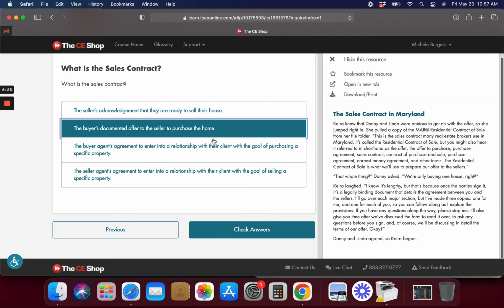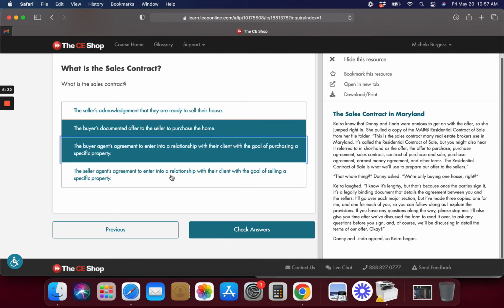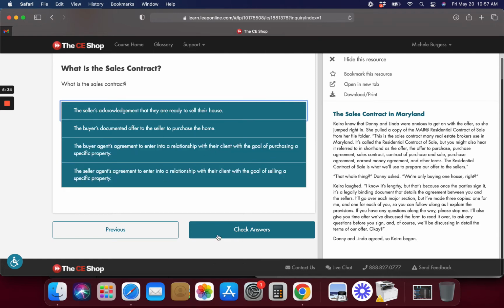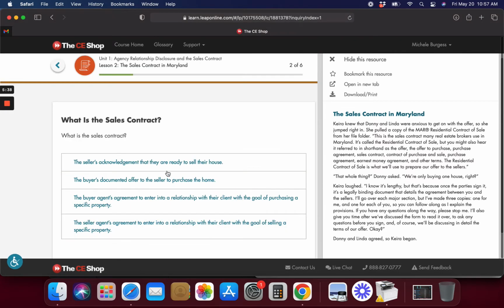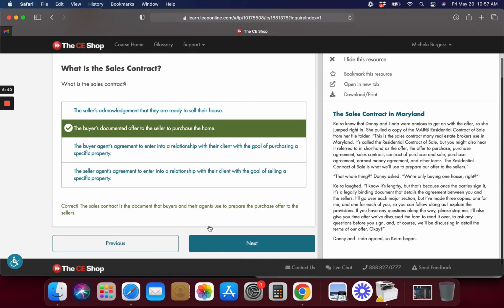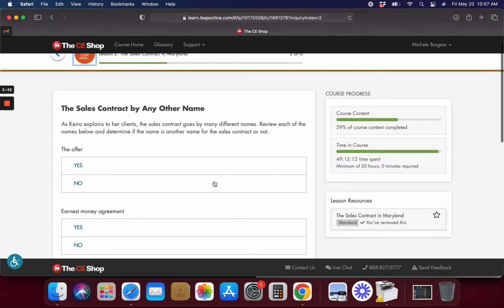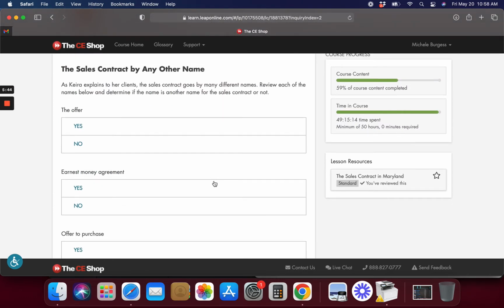The buyer's agreement to enter into a relationship with their client with the goal of purchasing a specific property. I think it's all of them. Let's check. No, it's only one. All right, that's the one I had originally. Okay. Review each of the names and see if the name is another name for the sales contract or not.